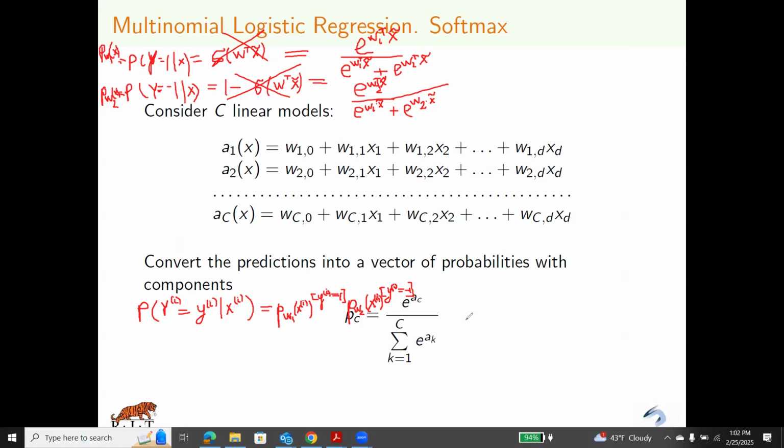But we can now use this notation and write the joint probability for all the points. So the likelihood function L, which now depends on two vector parameters W1 and W2, is the product of these probabilities for all the points from 1 to n.